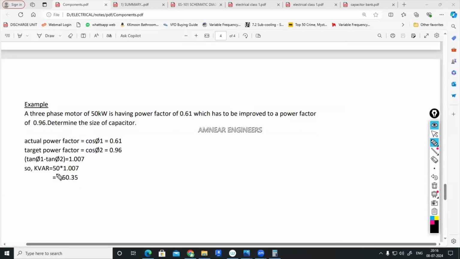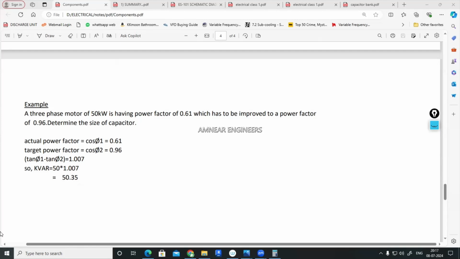So we are multiplying that with the connected load, right? Load in kilowatt, 50 kilowatt into 1.007, so we are getting 50.35. In this case, it is close to that active power, 50 kilowatt. In all cases, it will not be the same. It will depend on the values that we are selecting, like actual power factor and target power factor. This is a three-phase motor, a single load only. For that, we need a capacitor with a rating of 50.35 kVA.